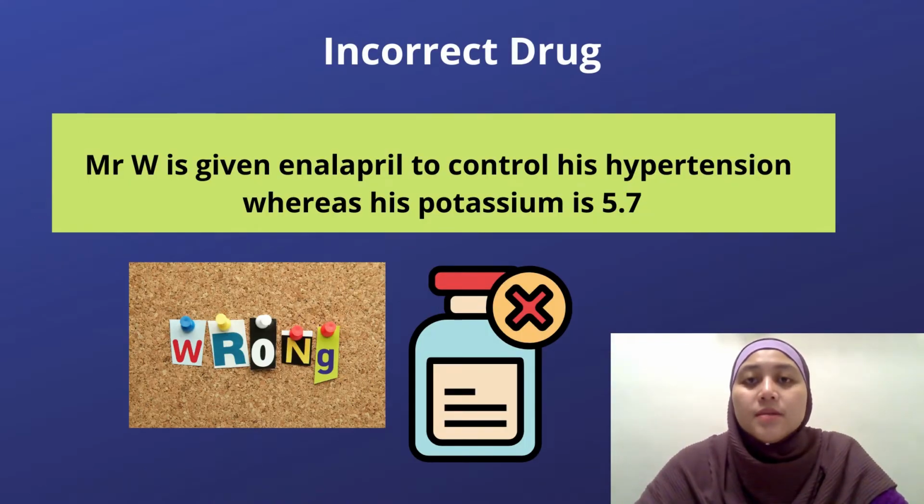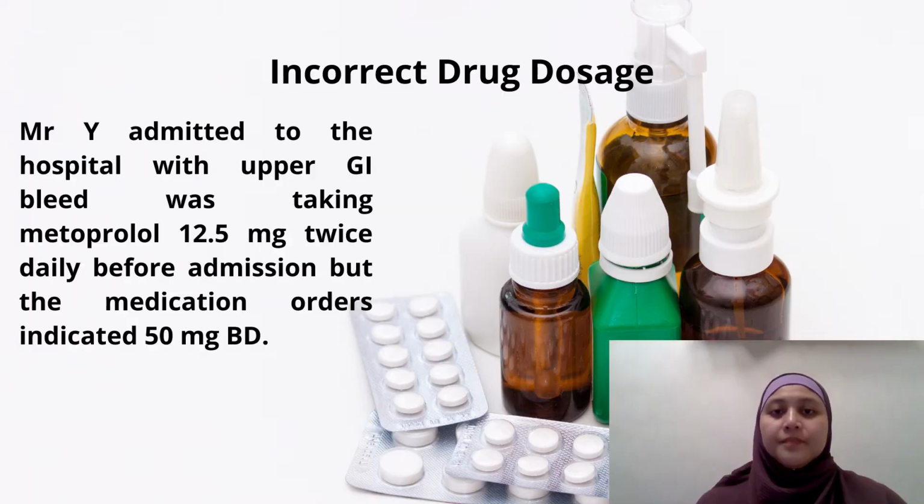The second case is about Mr. W, who is given enalapril to control his hypertension. However, his potassium level is 5.7. So this is an example of an incorrect drug selection based on the current condition of the patient.